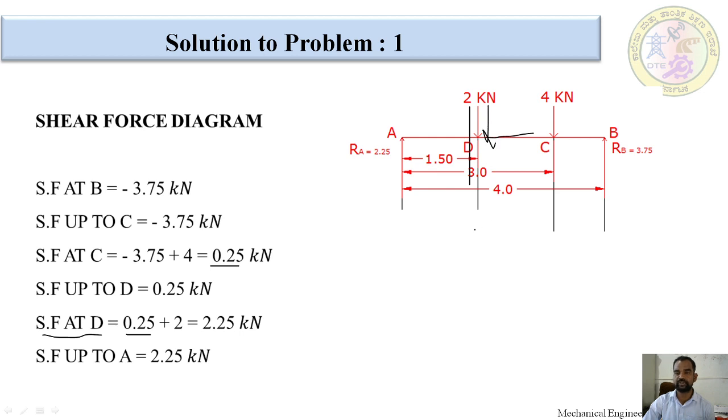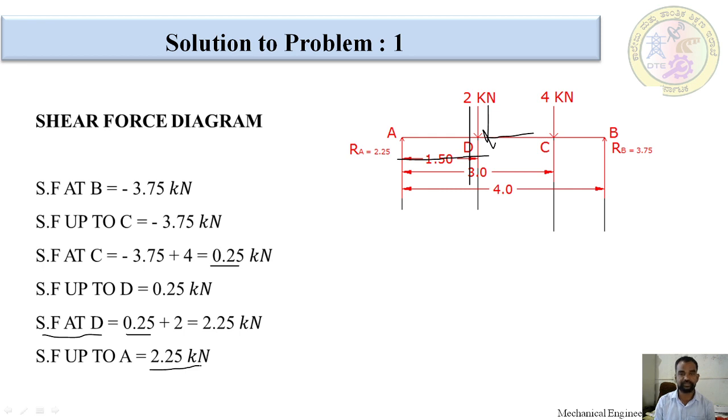Why are we taking it as positive? Because to the right of the section, in shear force calculation, downward force is taken as positive and upward force is taken as negative. After that, there is the same loading condition up to here. For that reason, shear force up to A is 0.25 kilonewton. This completes the shear force calculation.